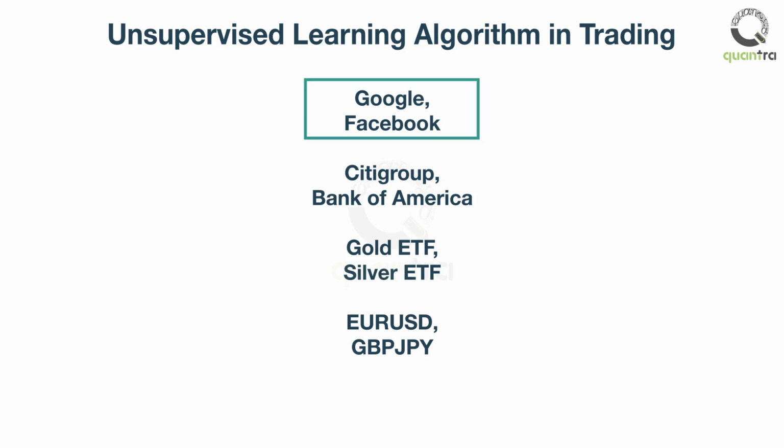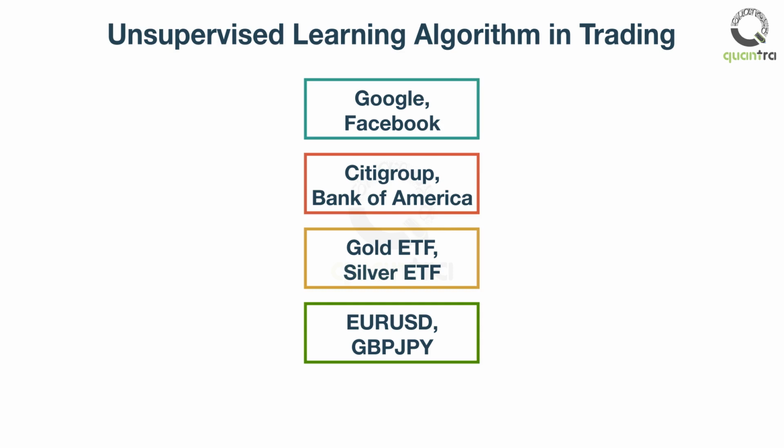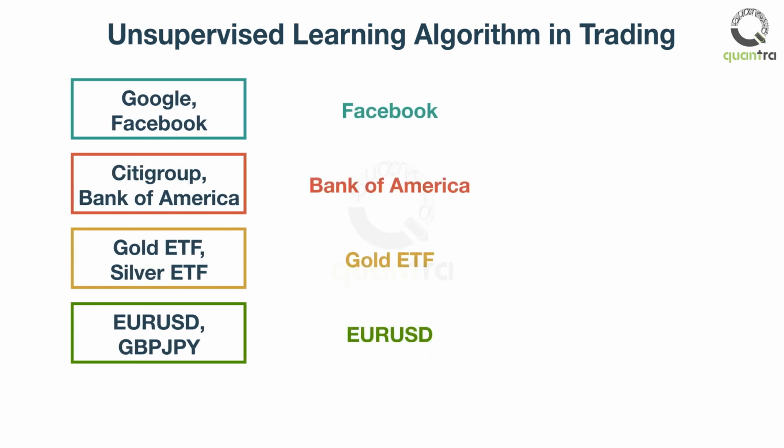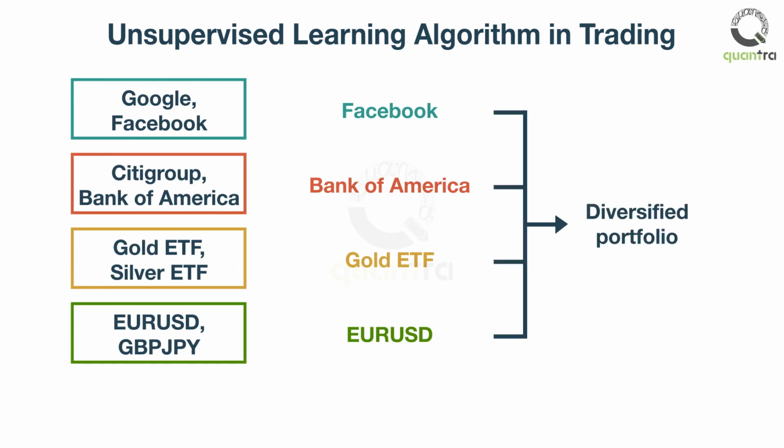Remember, the securities which are similar to each other are placed together in a single cluster. And a security in one cluster is dissimilar to a security in another cluster. You can pick the top-performing security from each cluster, and create a diversified portfolio. For example, you can pick Bank of America, Facebook, Gold ETF, EURUSD from each of these groups shown on screen, and create a diversified portfolio.